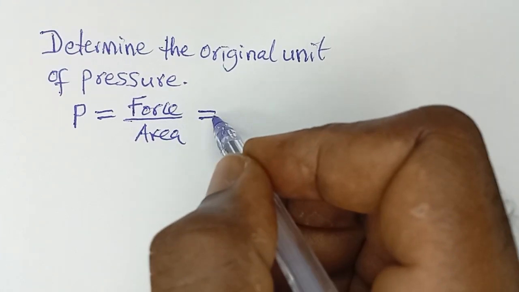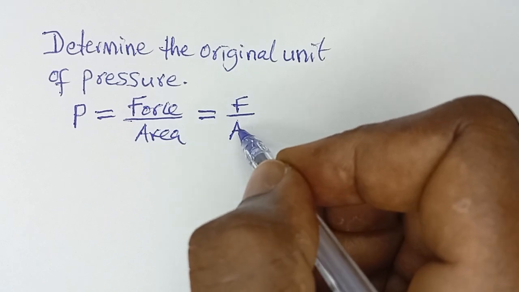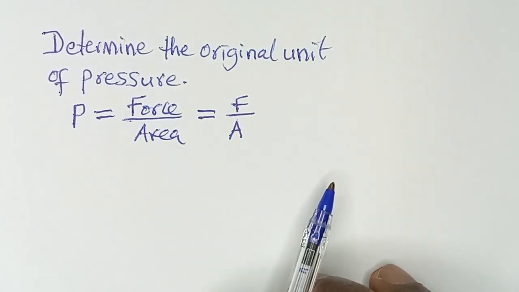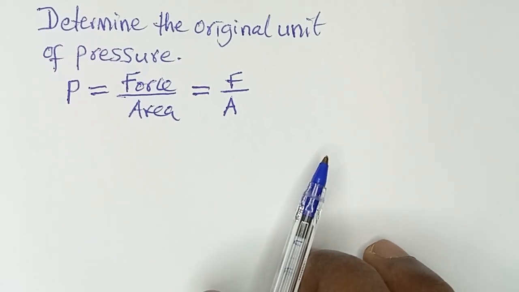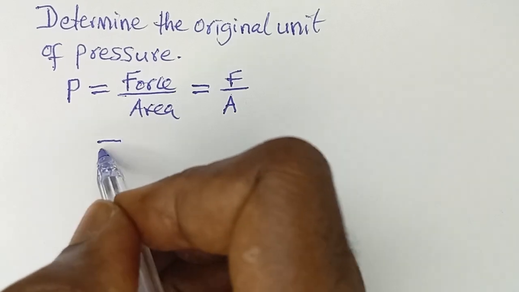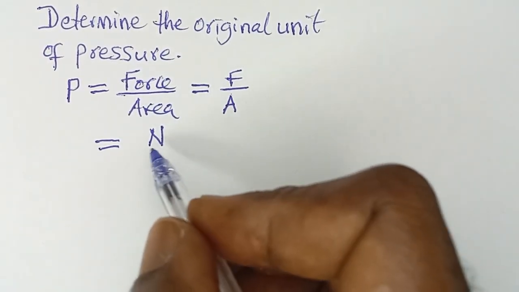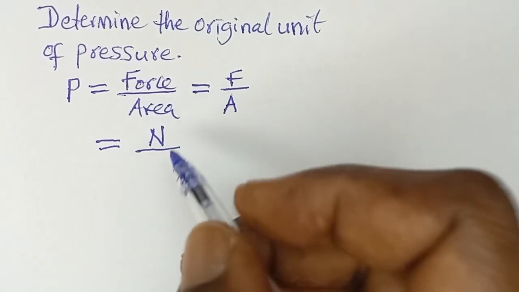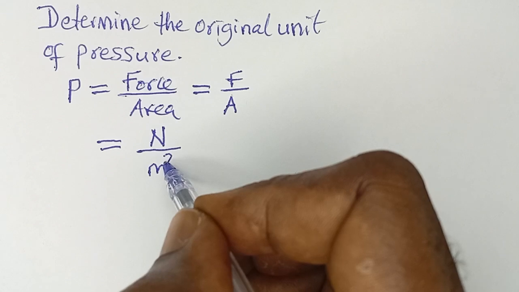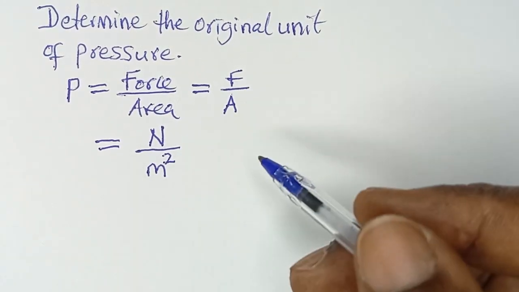Now, this can be written as F over A. That is F for force and A for area. Now, let's go straight to the original unit of force. Now, the unit of force is Newton. We all know that, Newton. And the unit of area, we all know, is meter square, since the SI unit of length in physics is the meter. So the unit of area is meter square.